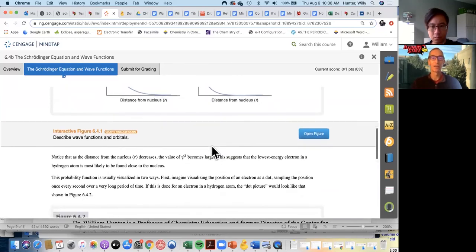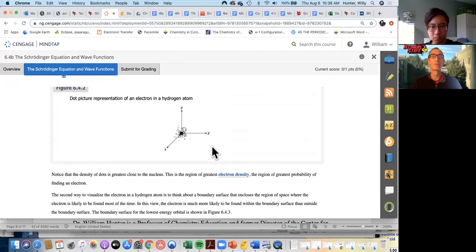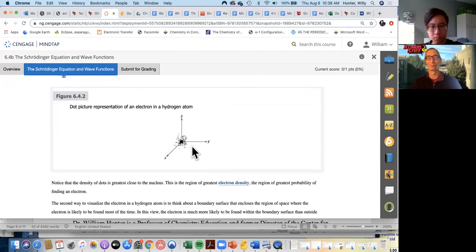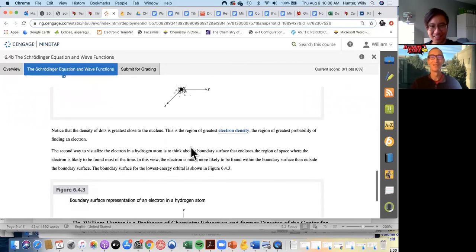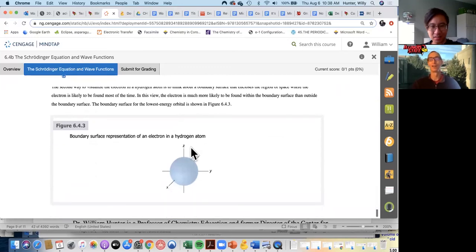So if I go down a little bit further, here is a dot picture representation, otherwise known as a smudge, which doesn't tell you very much. But if we scroll down a little bit further, oh, hallelujah.